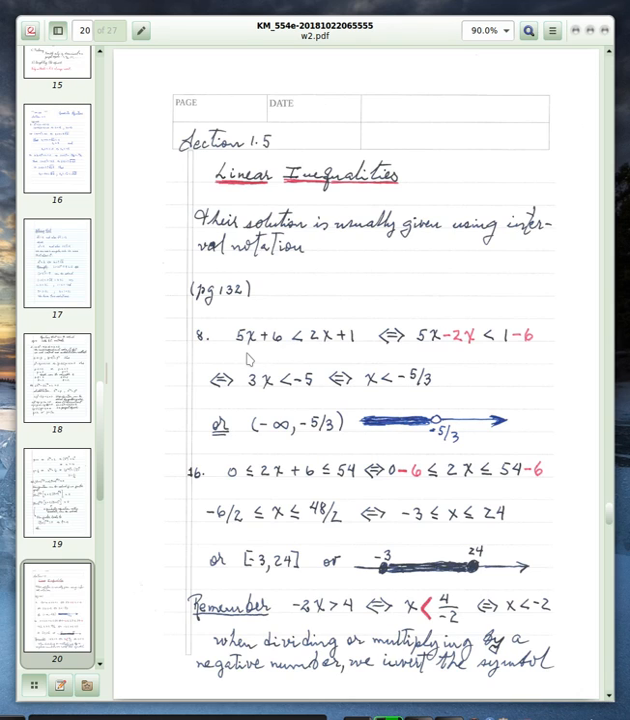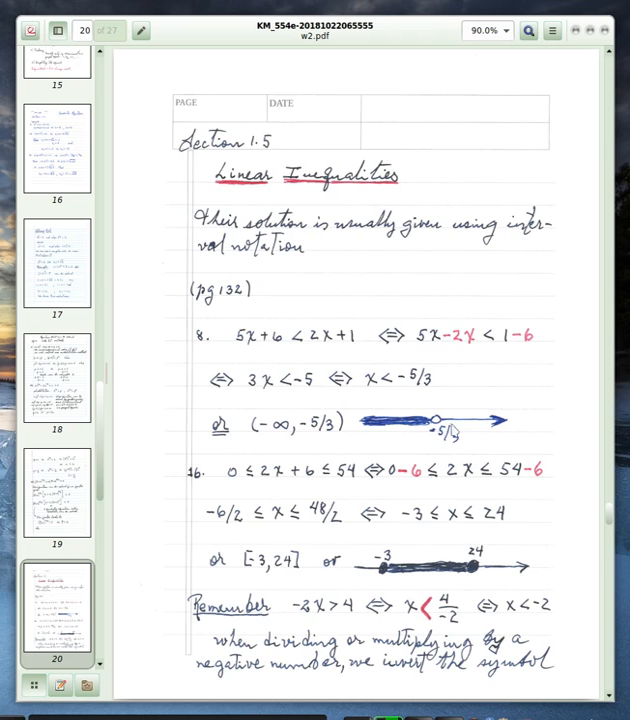Move 2x to the left, 6 to the right. Here it is indicated in red. Changing the sign. So 5x minus 2x is 3x. 1 minus 6 is negative 5. Then we divide by 3. And this is our answer. It says x is less than minus 5 over 3.